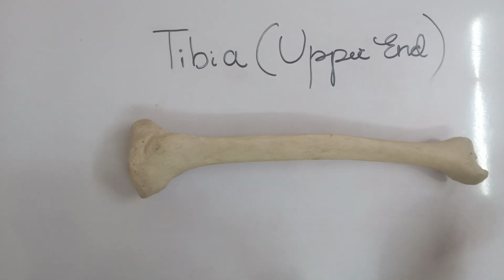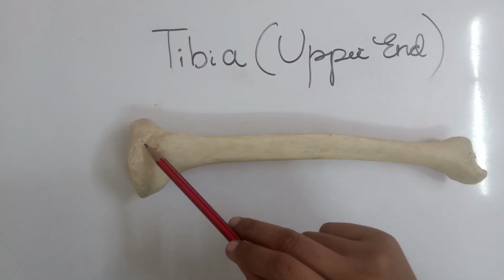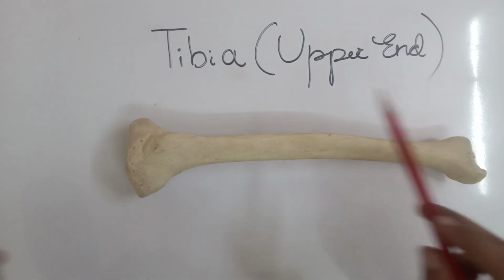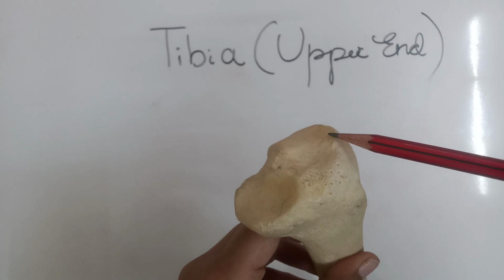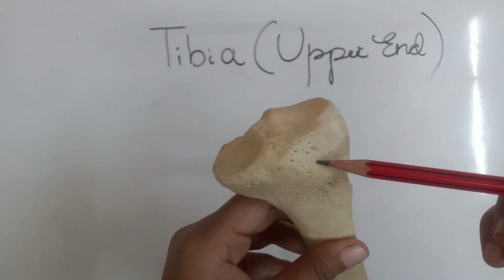Upper end of the tibia bone. This is the upper end, shaft and the lower end. In the upper end we have to learn three things. First is the condyle, then the intercondylar area and the tuberosity.